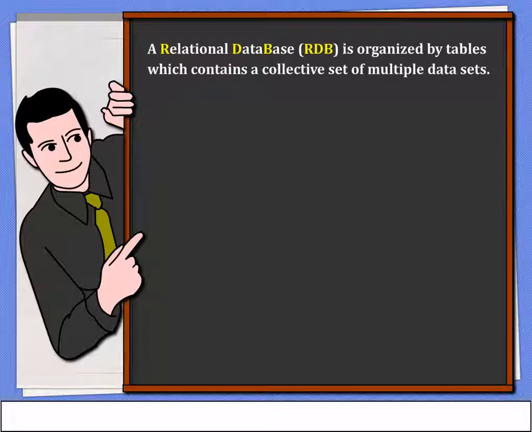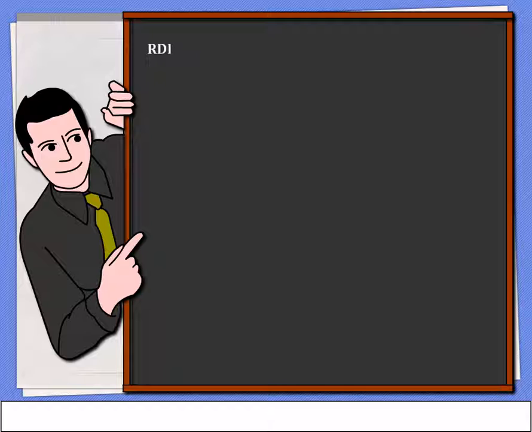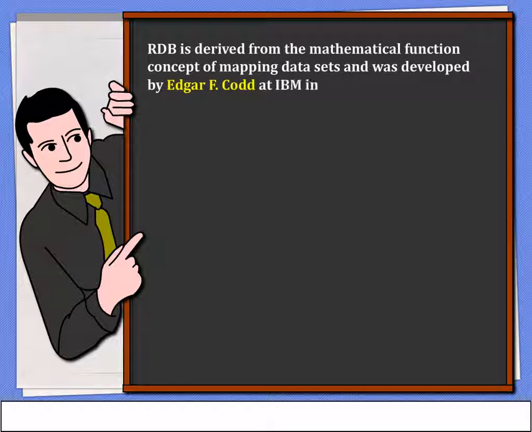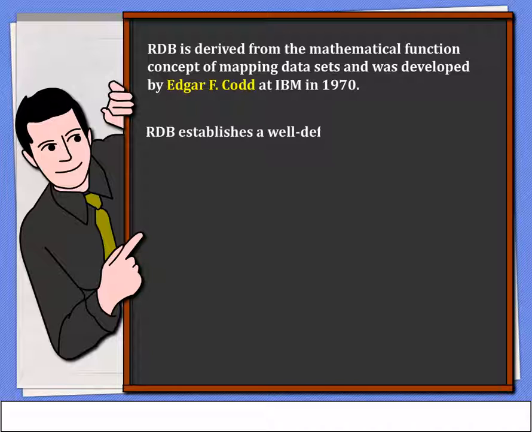A relational database, RDB, is organized by tables which contain a collective set of multiple data sets. RDB is derived from the mathematical function concept of mapping data sets and was developed by Edgar F. Codd at IBM in 1970. RDB establishes a well-defined relationship between database tables.